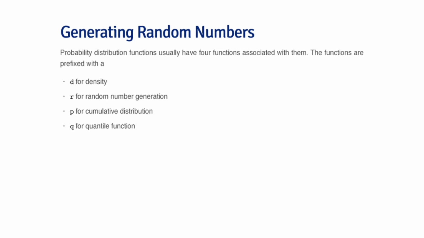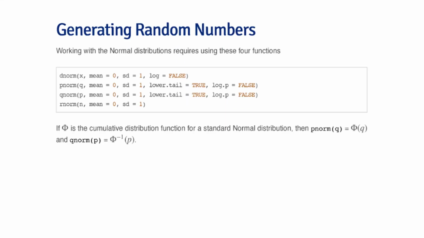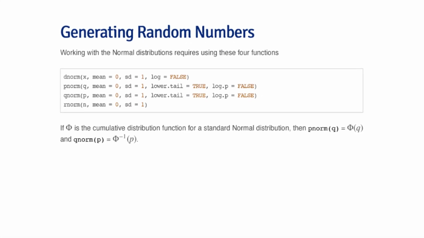So for the gamma distribution, there will be a dgamma, an rgamma, pgamma and a qgamma function. And for the Poisson distribution, there's the rpois, dpois, ppois and qpois functions. So working with the normal distribution requires these 4 functions. I mentioned there's a dnorm, pnorm, qnorm and rnorm, and you can see they each take a number of different parameters. All the functions require that you specify the mean and the standard deviation because that's what specifies the actual probability distribution. If you do not specify them, then the default values are a standard normal distribution which has mean 0 and standard deviation 1.